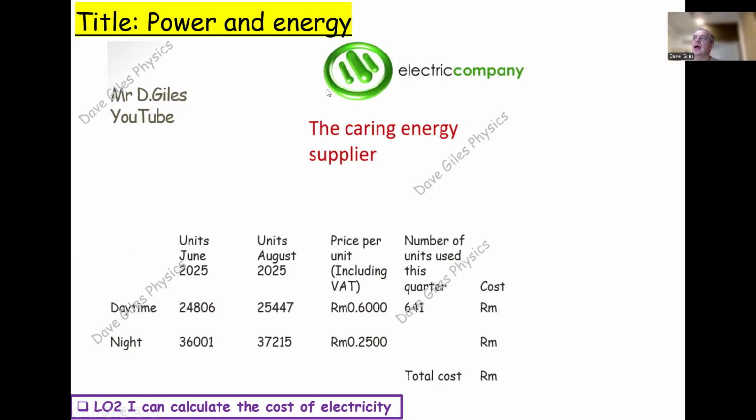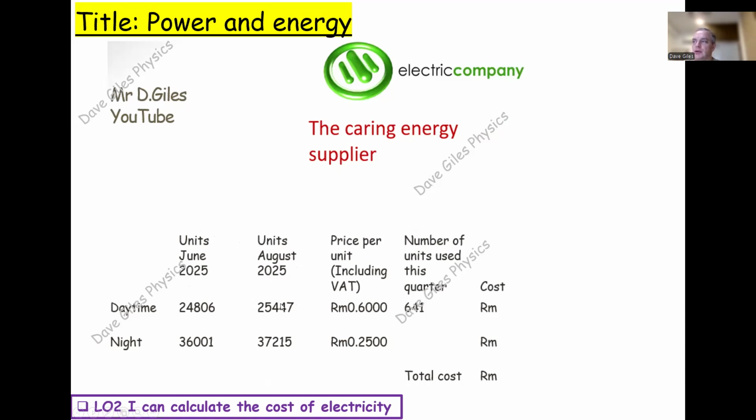Okay, so here is an electrical bill. This is what an electrical bill might look like. Sometimes you get different prices for day and night times. It's usually a bit cheaper at night time because they're trying to encourage people to use more electricity at night and less during the day. So this here is a typical bill. Starting in June 2025, that was the reading on the electrical meter for the daytime in June 2025. This was the same reading in August 2025, and this is the cost per unit or kilowatt hour.